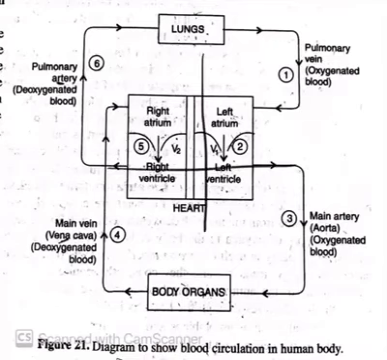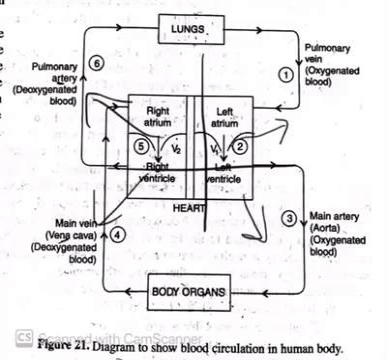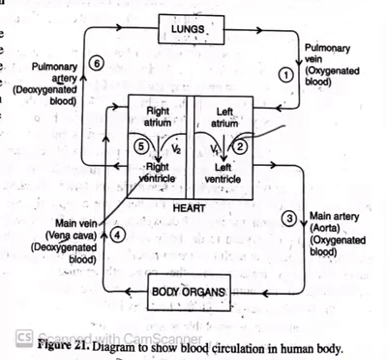The heart is depicted by a box-like structure, and this box is divided into 4 compartments, which you already know: the left atrium, the left ventricle, the right atrium and the right ventricle. So these parts of the heart are shown here. Now, from where does blood get oxygen? Blood gets oxygen from the lungs.